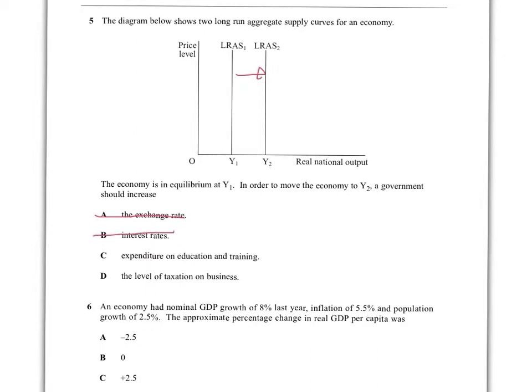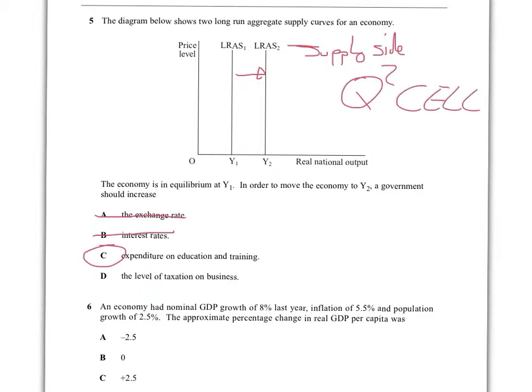Expenditure on education and training is right, because to make this go like this, it would have to be supply side policies. And supply side policies, the best way to remember them is it could be anything to do with quantity or quality of supply. And the answer obviously is C for that. D, if they increase the level of taxation on a business, that means firms would invest less, so that would make it go the wrong way. So the answer is C.